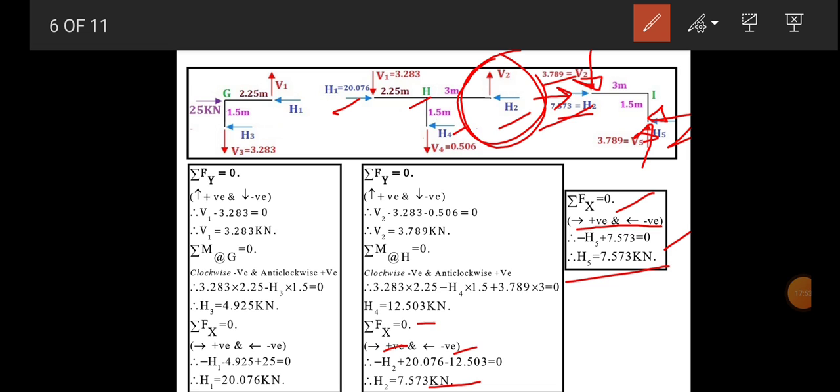So this is about the upper story and the forces in the upper story. The remaining part will be resumed in the next video. So let us stop here.